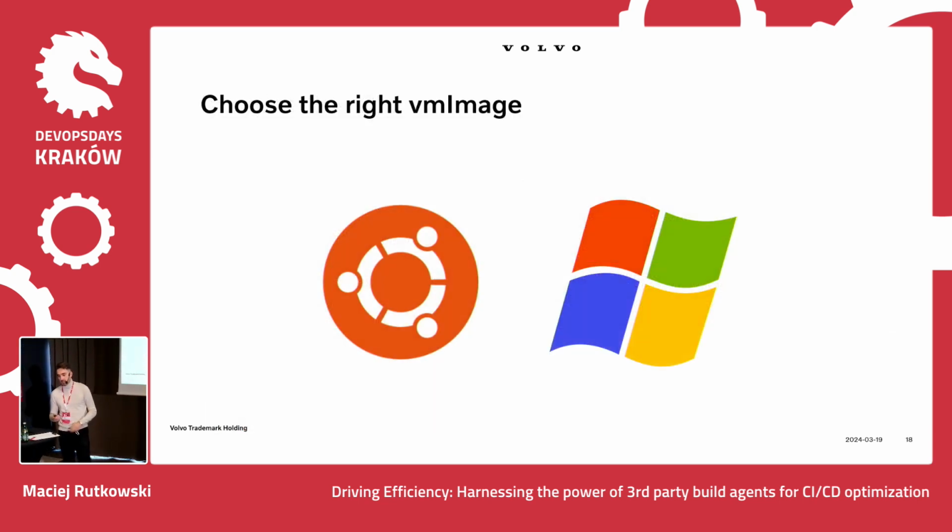So let's start small. The first thing, of course, is to choose the right VM image. For most of the builds, we'll use Ubuntu, of course, as it is more lightweight, probably more secure, and spins up faster. But there are some scenarios where you will probably use the Windows one, as you're running your VS builds, VS tests, or maybe some SQL scripts to your database.